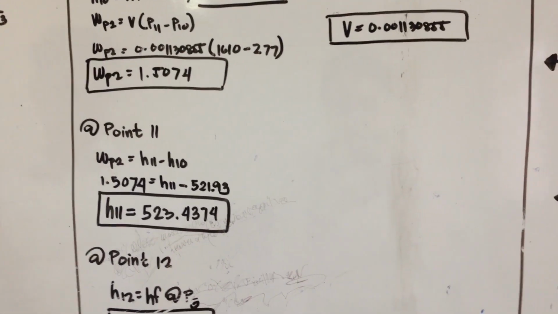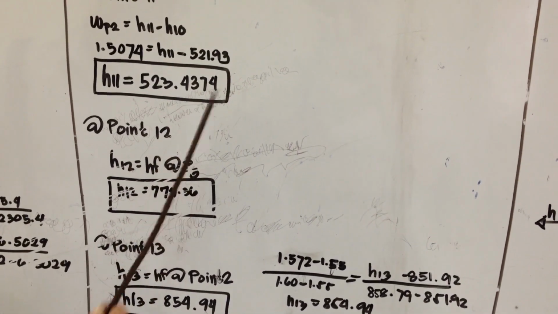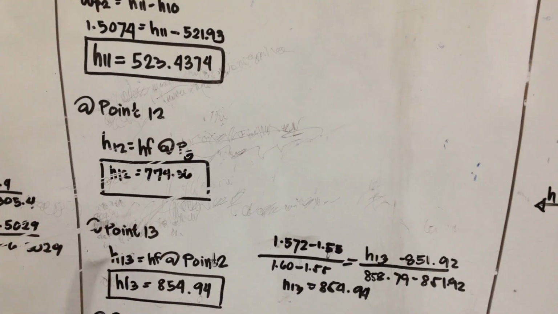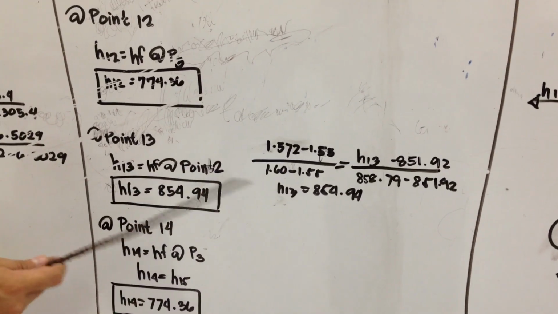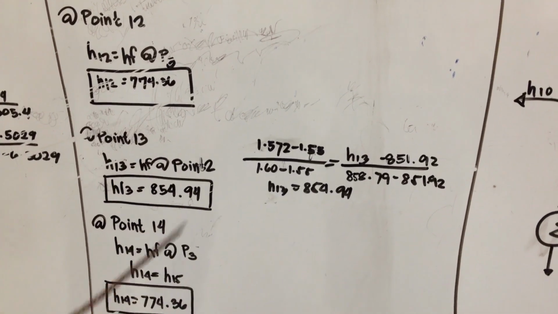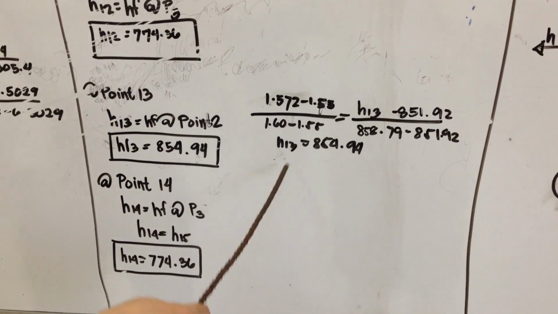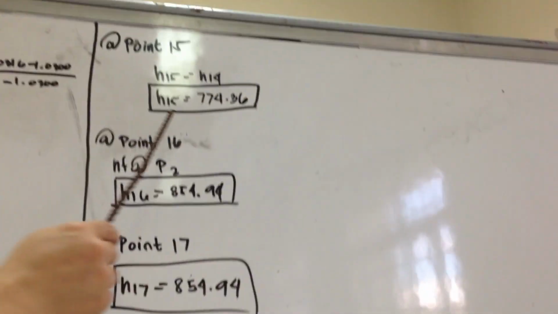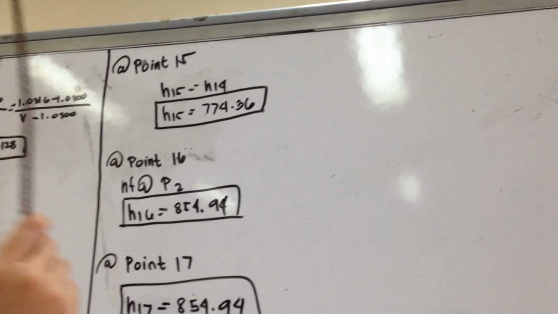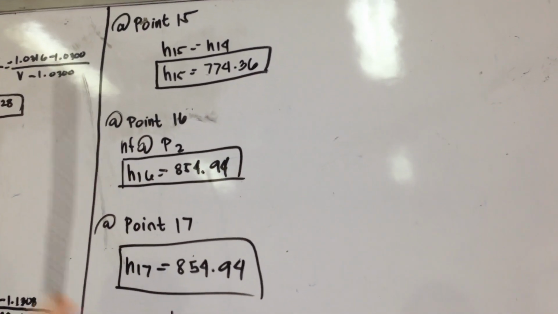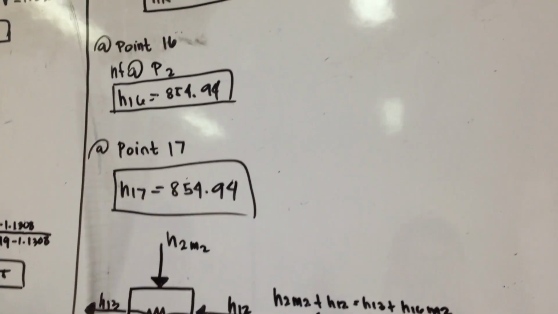So point 12 is just equal to HF at point 3. And point 13 is just equal to the pressure at point 2. So point 14 is just equal to point 3. And also at point 15, H15 is just equal to H14. Point 16, HF at point 2, is just the same. Point 17, H17 is just equal to 854.94.